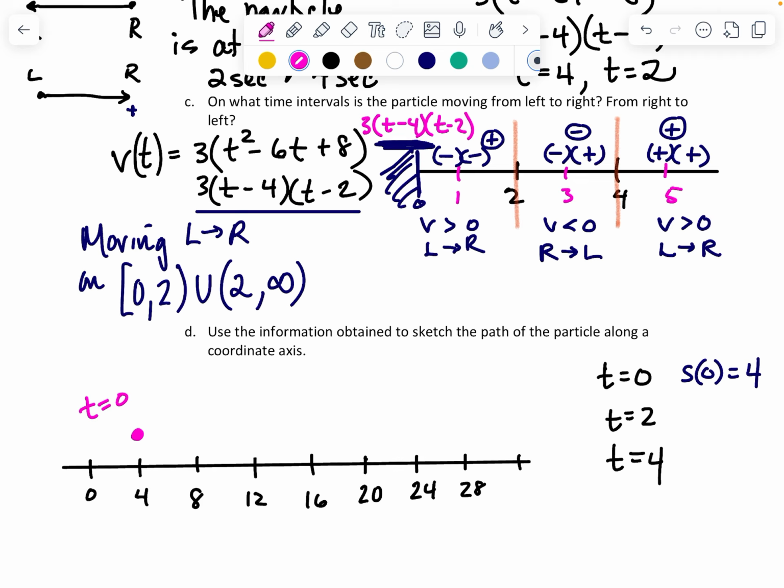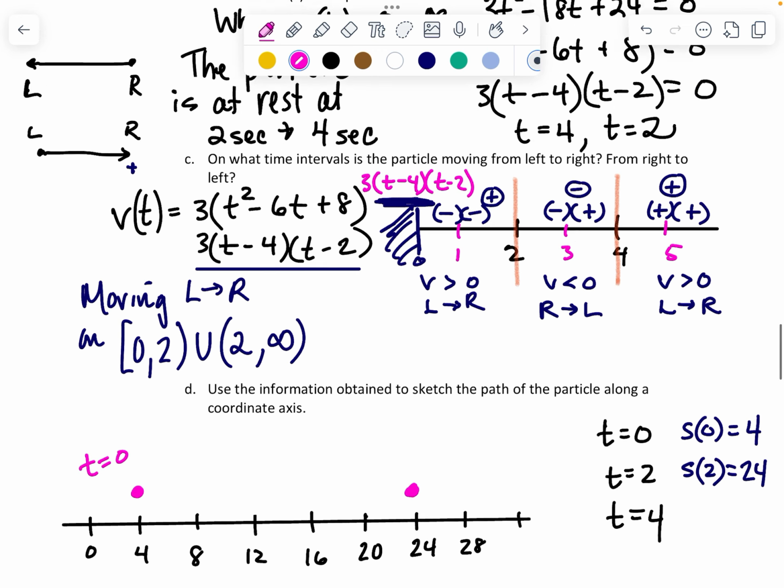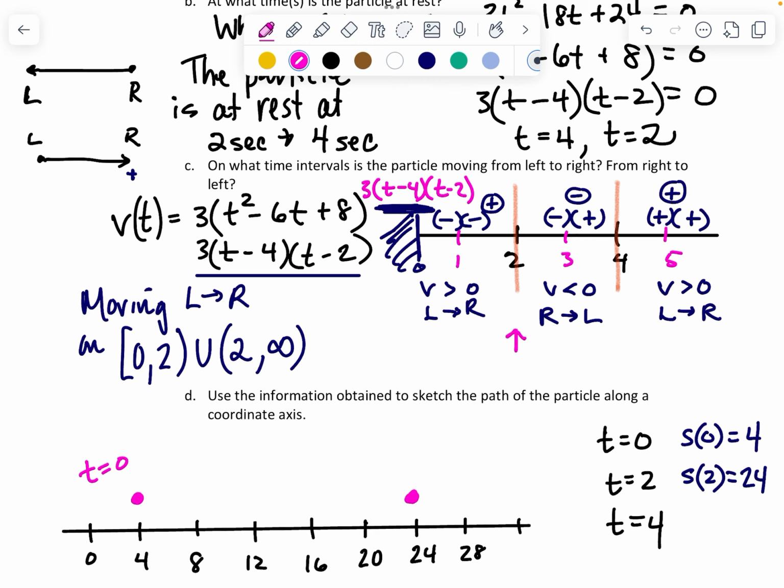Okay, then at 2, what's s of 2? S of 2 turned out to be 24. So then from that point, you're going to go to 24. And this is t equal 2. Now remember in your diagram up here, there's a direction change here. And there is also a direction change, direction change. So I'm going to go from here to here. And sometimes it'll put a little arrow showing the movement here, right?